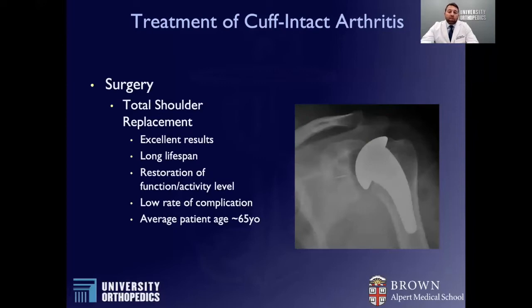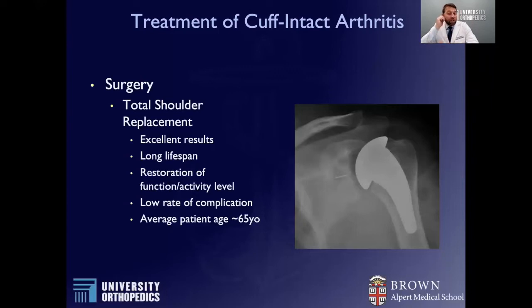So what about when these non-operative treatments stop working? That's when we go to a shoulder replacement. And what that means is we resurface or replace the ball with a metal ball, and on the socket, we put a plastic socket. We get excellent results with this. There's a long lifespan. We're able to restore function and activity levels. There's a low rate of complications.